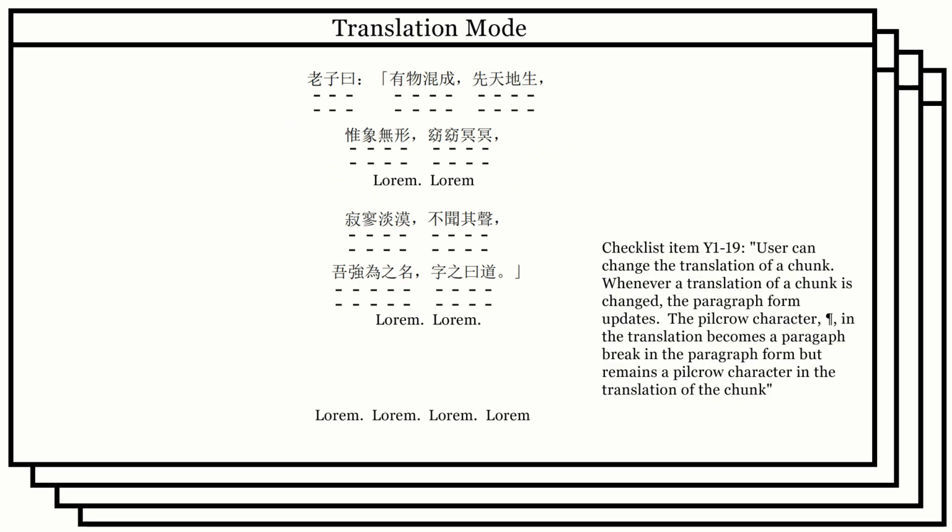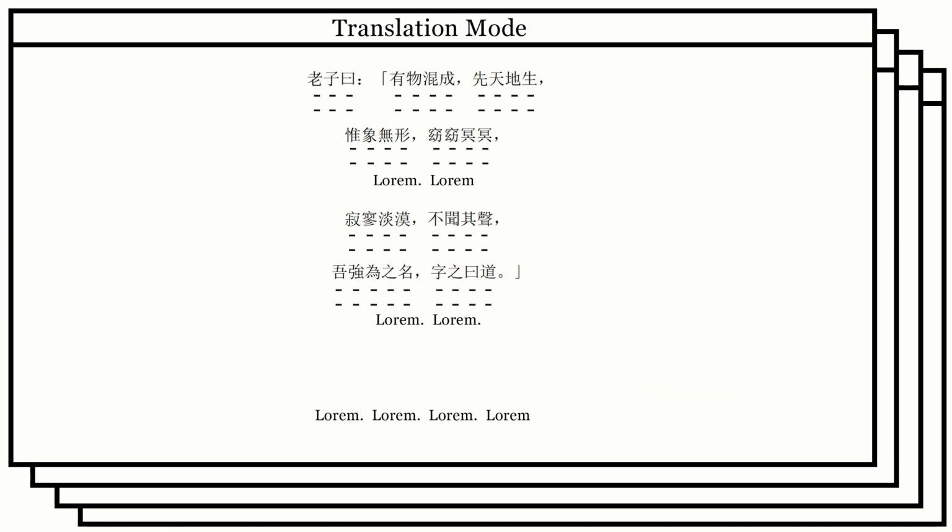Checklist item 1-19. User can change the translation of a chunk. Whenever a translation of a chunk is changed, the paragraph form updates. The pilcrow character, which looks like a backwards P with 2 stems, in the translation becomes a paragraph break in the paragraph form, but remains a pilcrow character in the translation of the chunk.